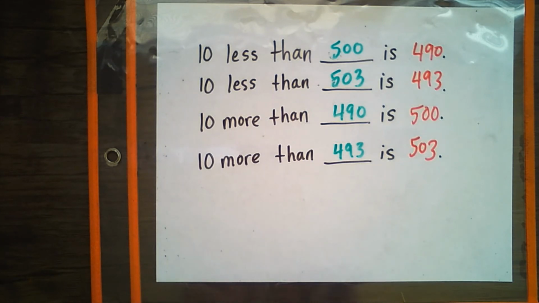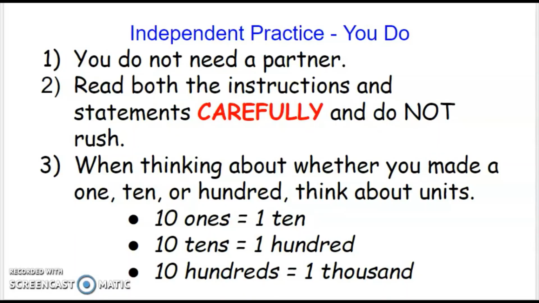Great job, my friends. That's the end of our teacher model. Let's go ahead and move on to talk about what I want you to keep in mind as you're working through your problem set and your exit ticket. Okay, my friends, as you get ready to move into independent practice and the exit ticket, I want you to keep these 3 things in mind. Number 1, you do not need a partner. Number 2, read both the instructions and the statements carefully and do not rush.